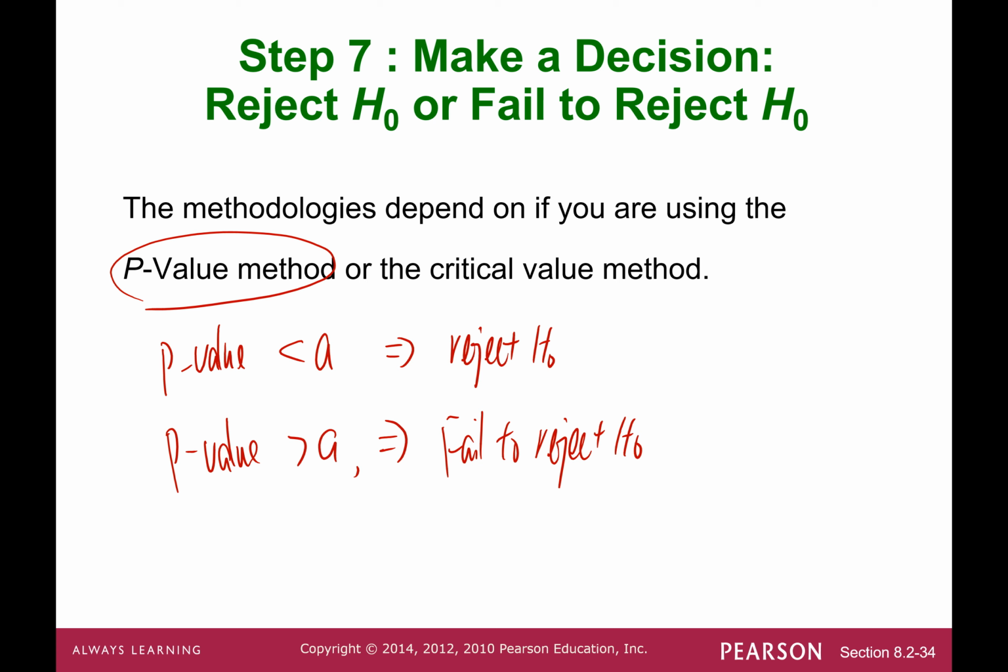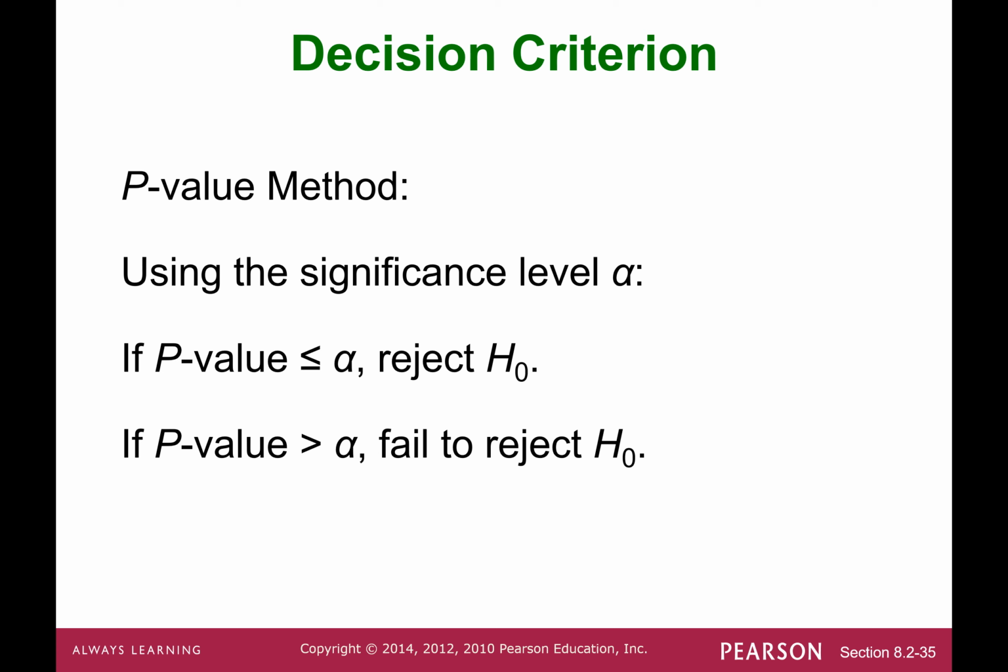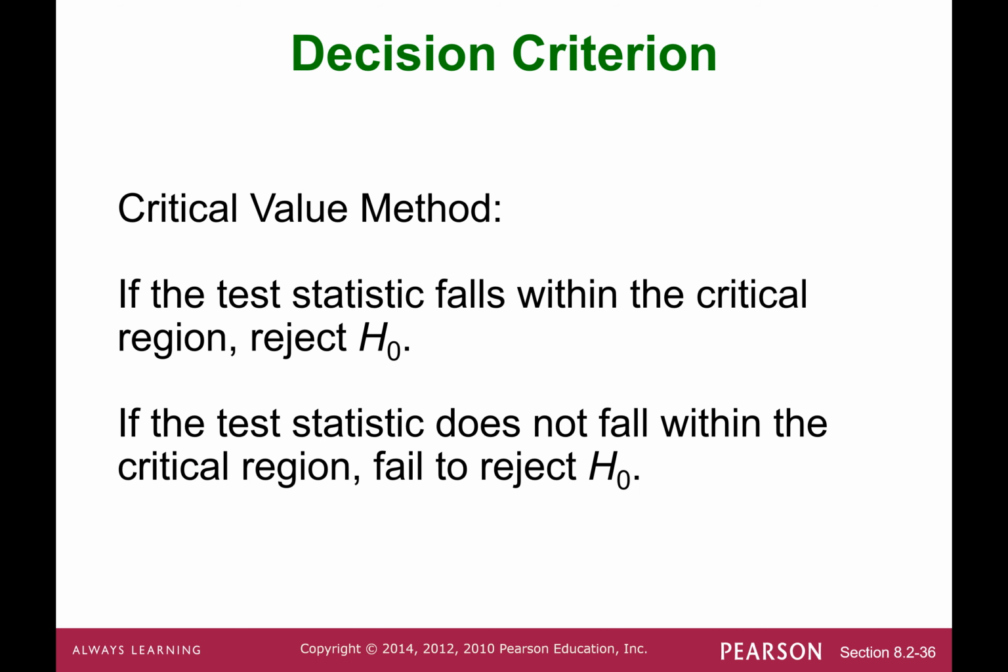Critical value method: if the test statistic falls in the rejection region, then reject it. Otherwise, fail to reject. So with the p-value method, if the p-value is less than or equal to alpha, reject H0. If it is greater than alpha, fail to reject H0. In the critical value method, if the test statistic falls in the critical region, the rejection region, reject H0. If it does not fall within the critical region, then fail to reject H0.